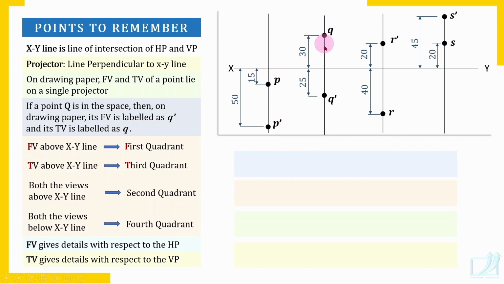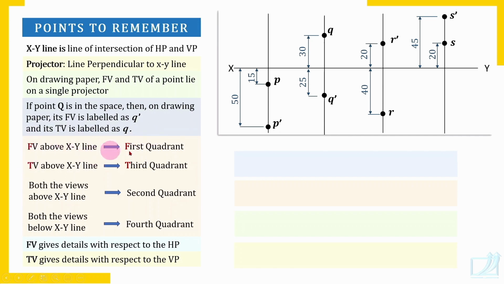Similarly, this is projector of point Q. On drawing paper, front view and top view of a point lie on a single projector. Watch here, P and P dash on single vertical line, Q and Q dash on single vertical line. If point Q is in the space, then on drawing paper, its front view is labeled as Q dash and its top view is labeled as Q.